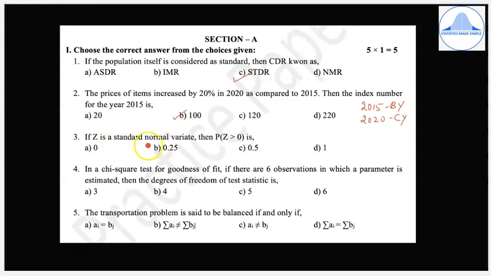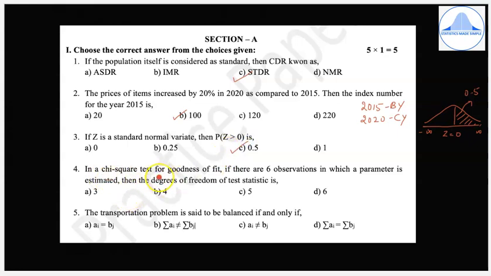If Z is a standard normal variate, then probability of Z greater than 0 is option A 0, B 0.25, C 0.5, D it is 1. So if we draw the standard normal curve, you know that the center line is Z equal to 0 and the extremities are minus infinity and infinity. So probability of Z greater than 0 means you have to shade from 0 to infinity, and we know that this area is 0.5. So the correct option is C, 0.5.